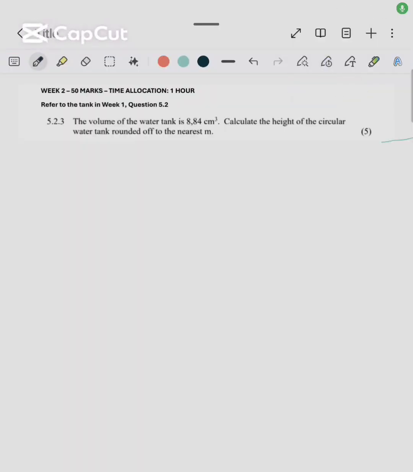Alright, so this is week 2's practice questions, and the first question we have is about the volume of a water tank, and they want us to calculate its height. They do tell us that we must refer to week 1, question 5.2 for some extra information, and that information is that the diameter of the tank is 1,5 meters, which we're going to need.